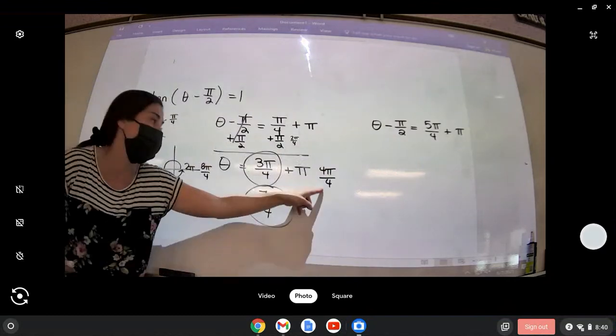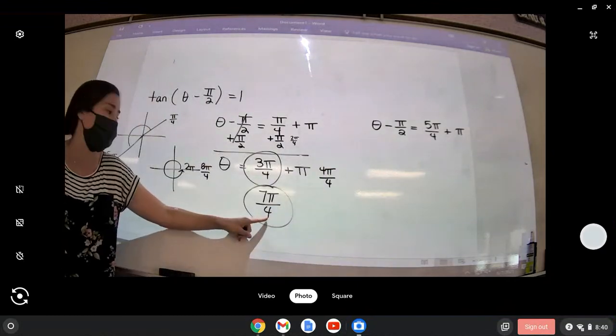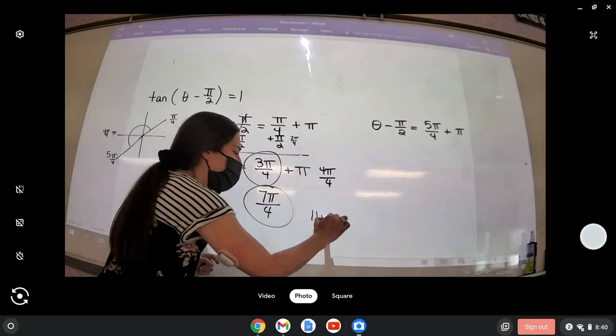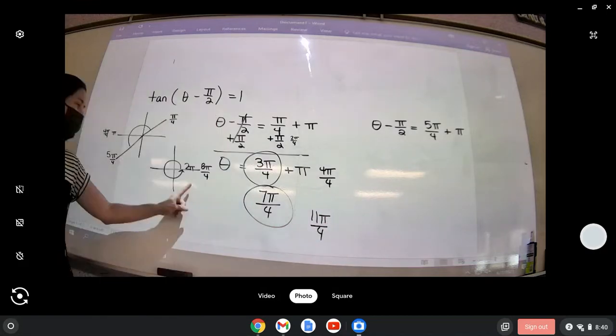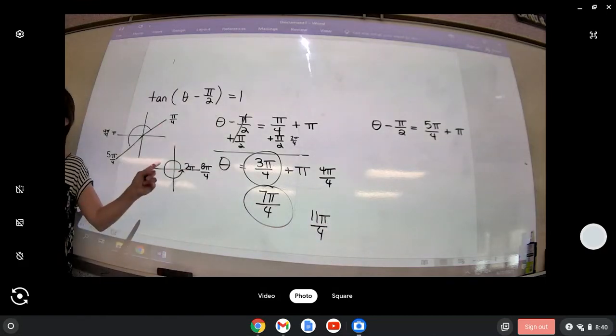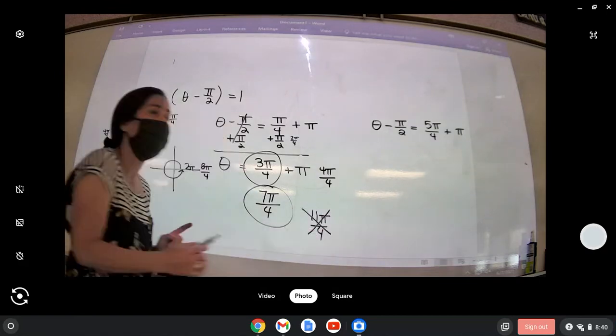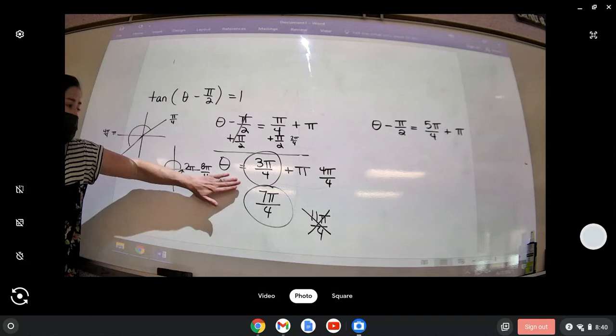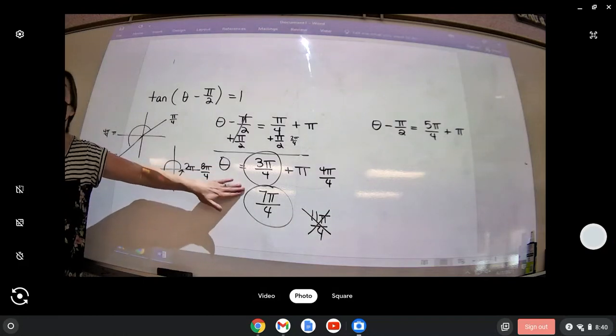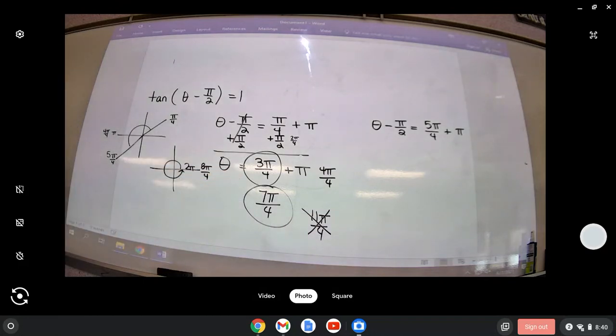All right, add another period on. Guys, if I add another 4 pi over 4, wouldn't I be sitting at 11 pi over 4? Is 11 pi over 4 in that 0 to 2 pi range? No, it's too big. It's past the 8 pi over 4. So it's not an answer. Your only answers to this equation are 3 pi over 4 and 7 pi over 4.